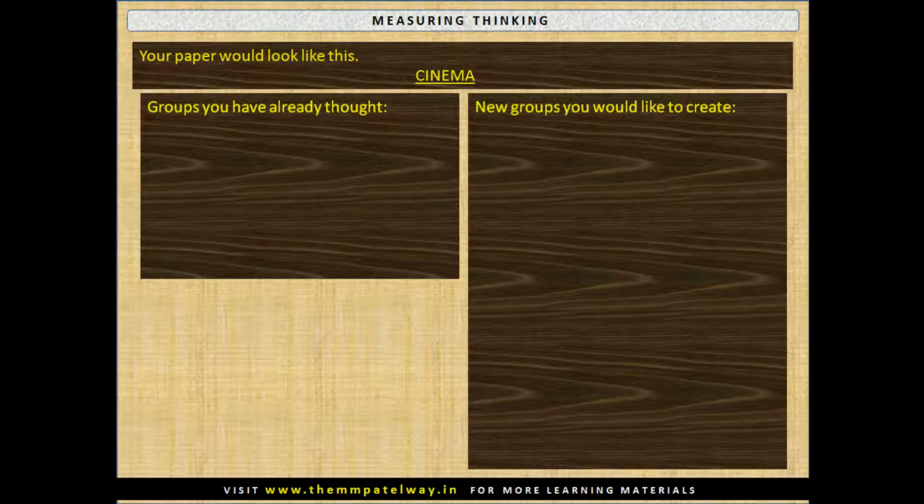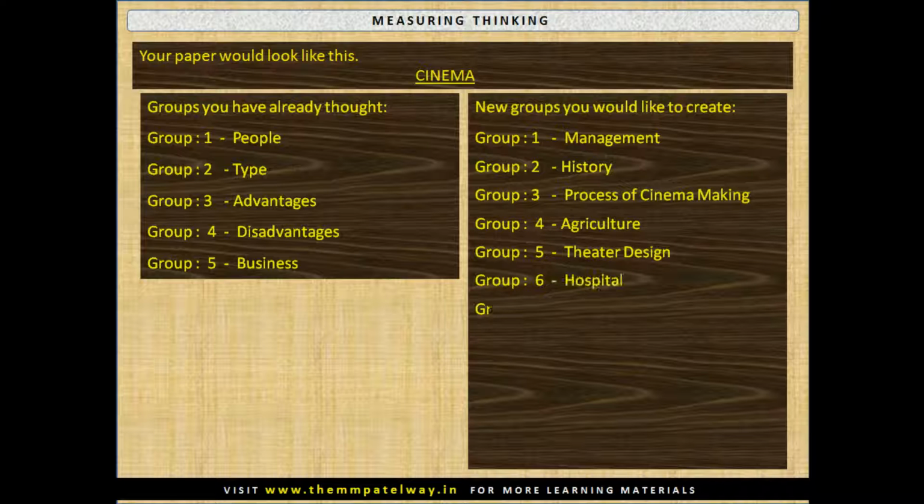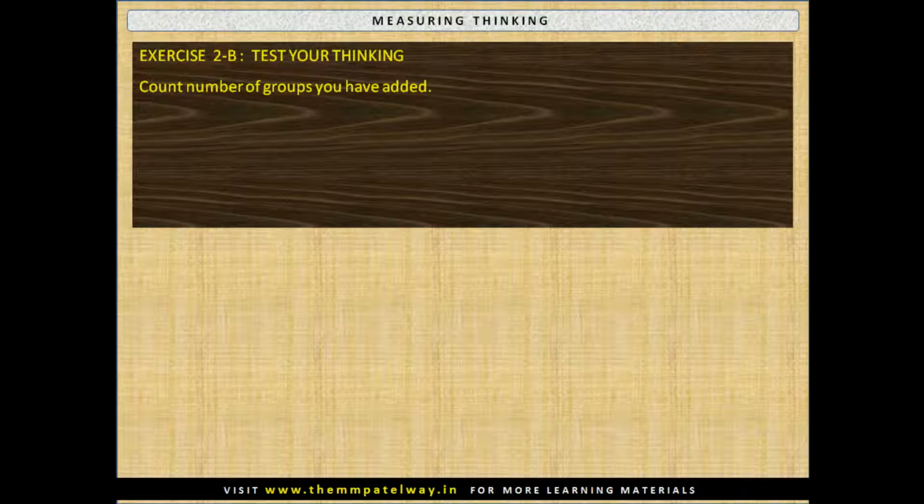Your paper would look something like this. Groups you have already written and new groups you would like to create. Management, history, process of cinema making, agriculture, theatre design, hospital, psychology, religion, spirituality, managerial skill, future of cinema, and maybe more groups. Count the number of groups you have added. You have created new groups. Share the list of groups with each other.